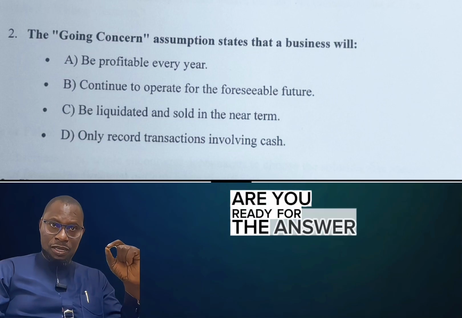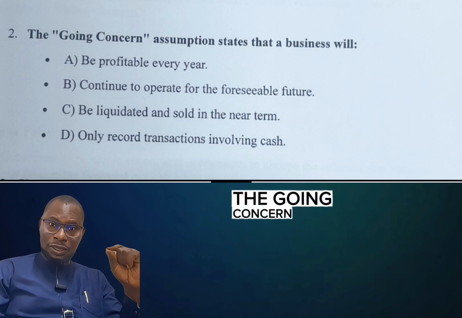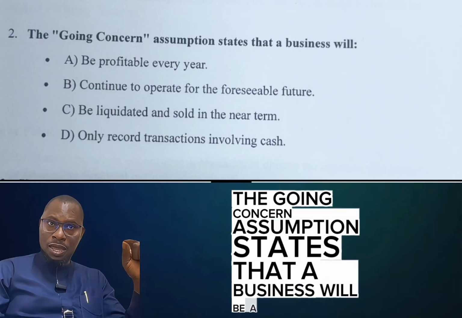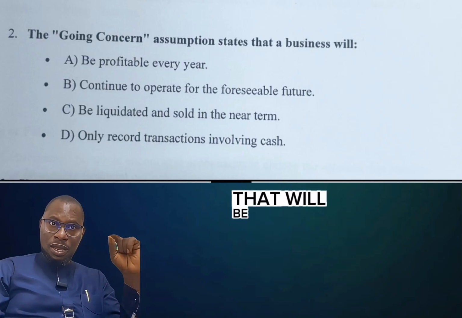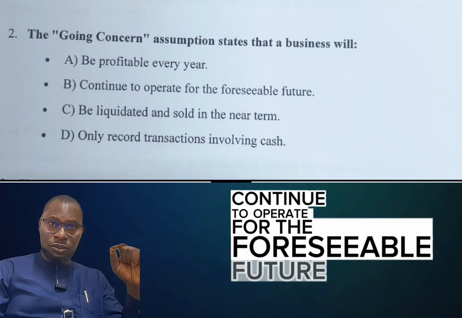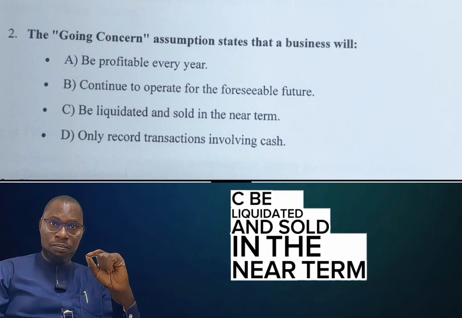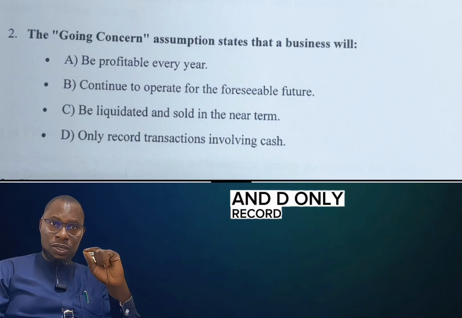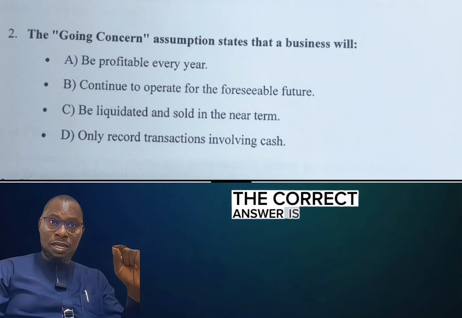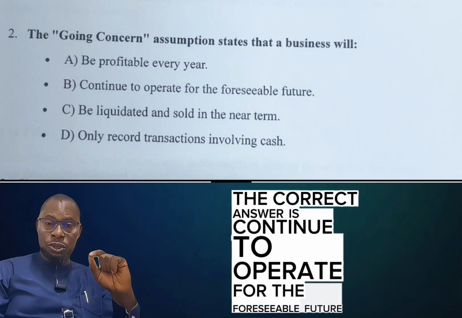Are you ready for the answer? Or you want me to repeat the question? The question says, the going concern assumption states that a business will be A, profitable every year. B, continue to operate for the foreseeable future. C, be liquidated and sold in the near term. And D, only record transactions involving cash. The correct answer is continue to operate for the foreseeable future.